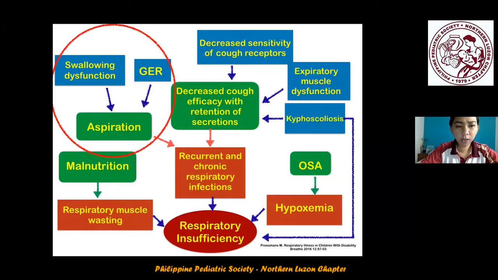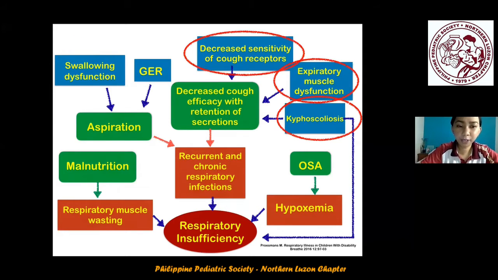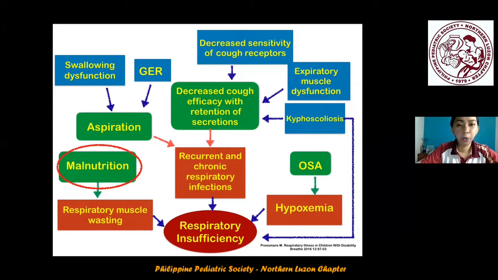Along with these are decreased sensitivity of cough receptors, where cough then becomes very ineffective. We can also see that expiratory muscle dysfunction and kyphoscoliosis cause decreased cough efficacy, leading to retention of secretions and thereby causing recurrent respiratory infections, which eventually leads to respiratory insufficiency. Malnutrition also causes respiratory muscle wasting, where respiration becomes inefficient, also causing respiratory failure.